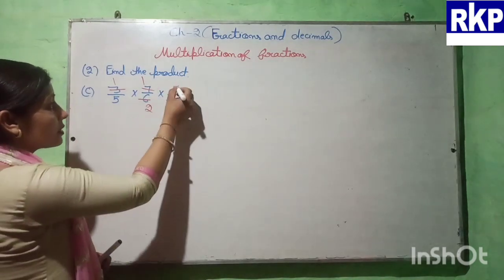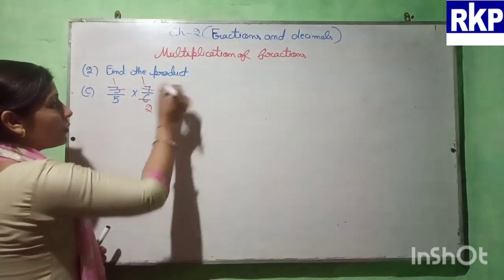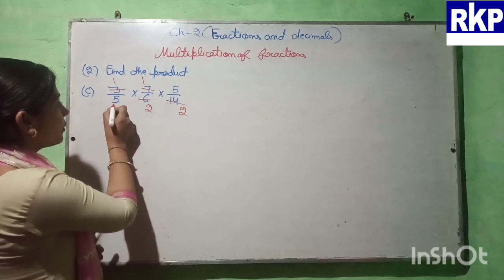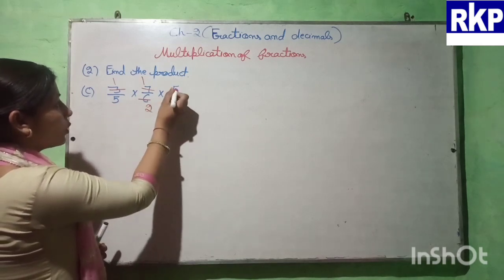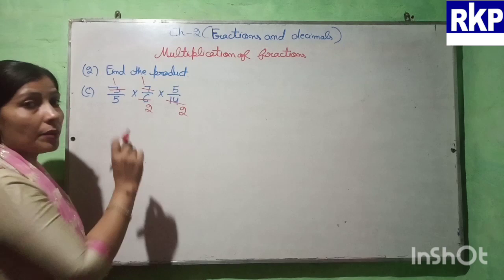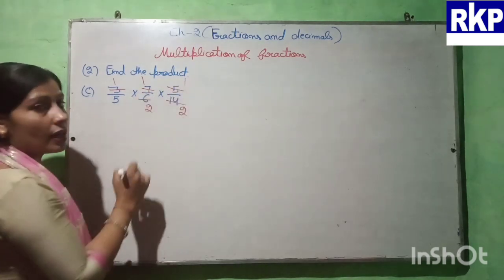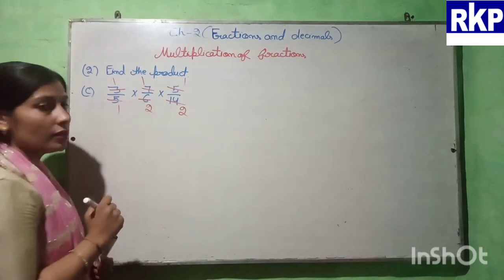Now let us see next this also. Here we are having 5. Here as the denominators we are having 5 and 2. So this and this both are having the same common factor. So we can cut this and this. 5 ones are 5. 5 ones are 5.